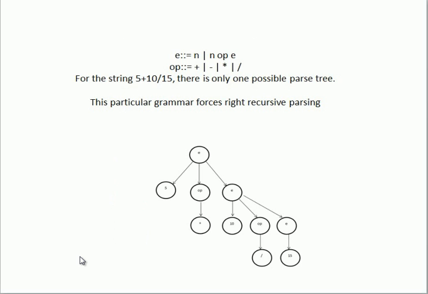This is a parse tree as a visual representation of the derivation. And once again, you can see that this tree is expanding to the right, meaning that this grammar forces right recursion, and this is an attempt to deal with ambiguity. This particular string, 5 plus 10 divided by 15, has one parse tree for it.